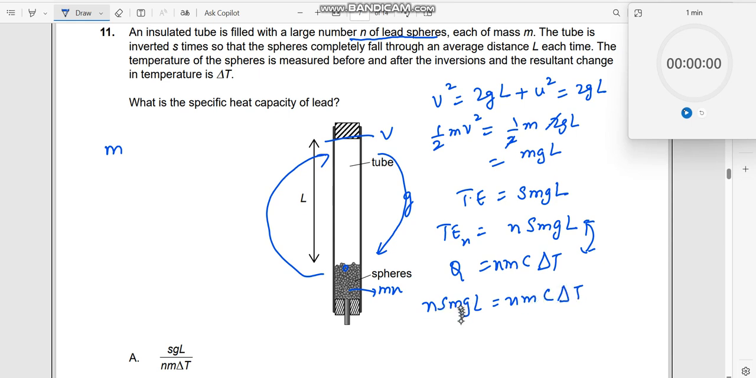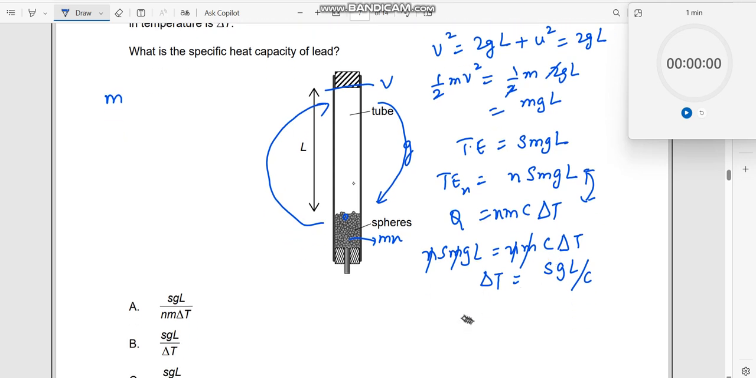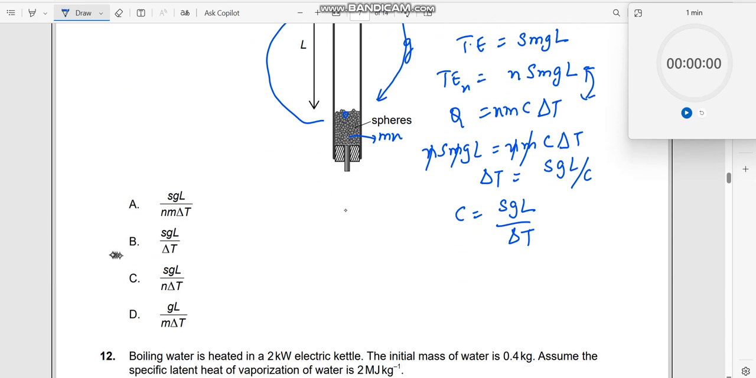What all gets cancelled? n goes away, m goes away. Thus the rising temperature delta T is equal to s g L divided by c. But we need not the rising temperature; we need the specific heat capacity. So the value of c should be equal to s g L by delta T. Which is the right answer here? The answer is P. Hope you understood the solution. This is how you need to do it. Let us move on to the next.